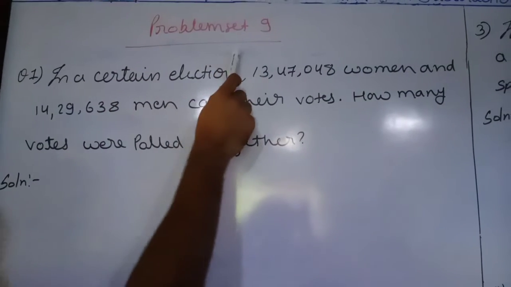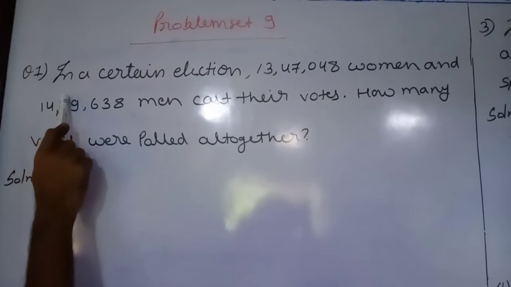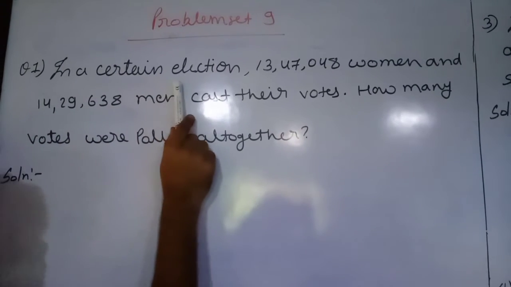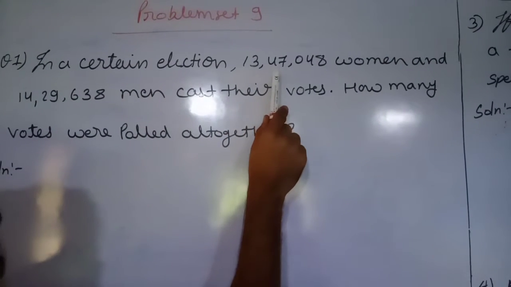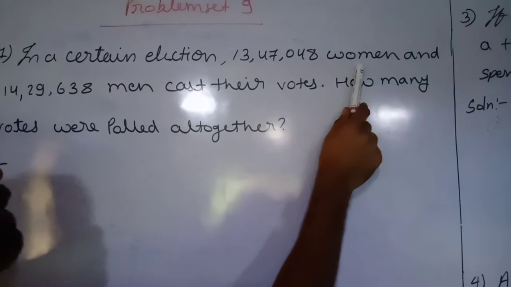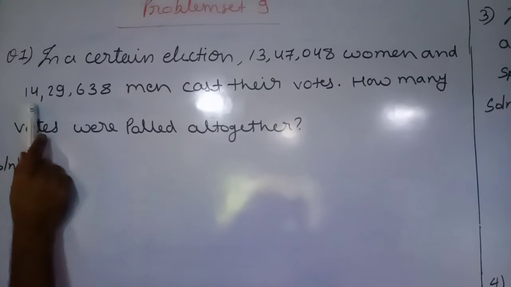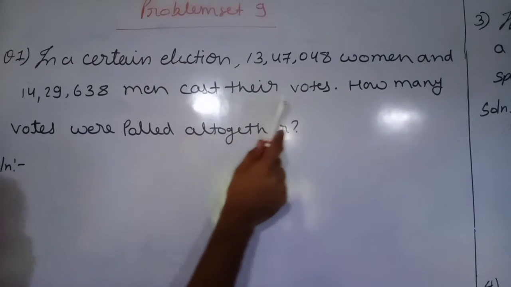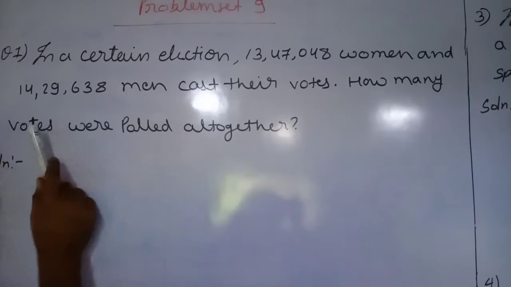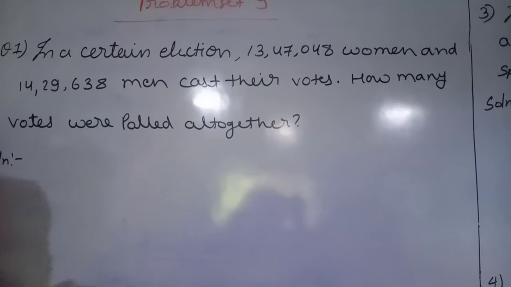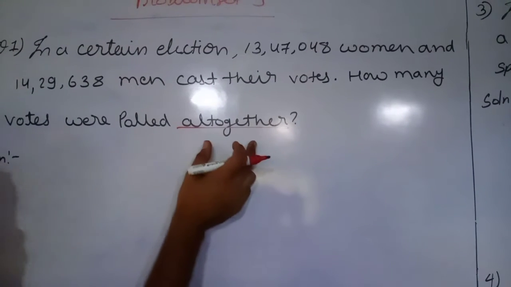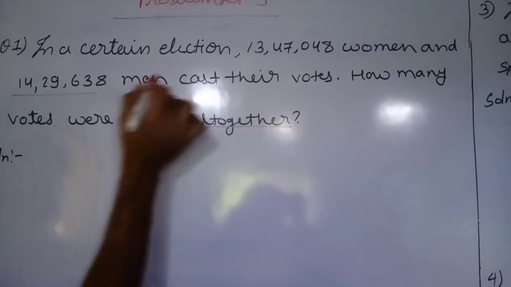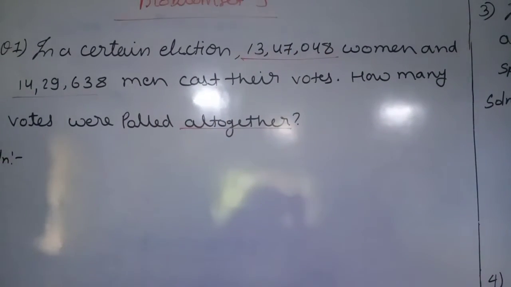Problem set 9. The word problems are in problem set 9. Question number 1. In a certain election, 13,47,048 women and 14,29,638 men cast their votes. How many votes were polled altogether? As we learned the clue words for addition, altogether means we are going to add the two numbers given in the question.